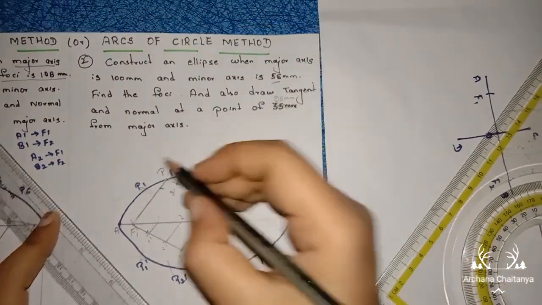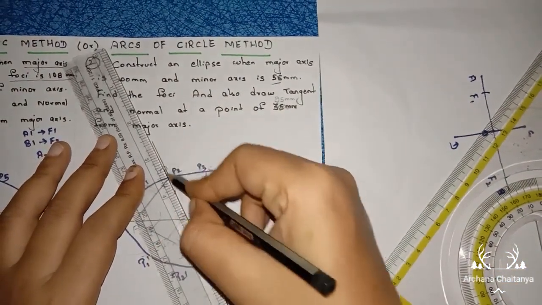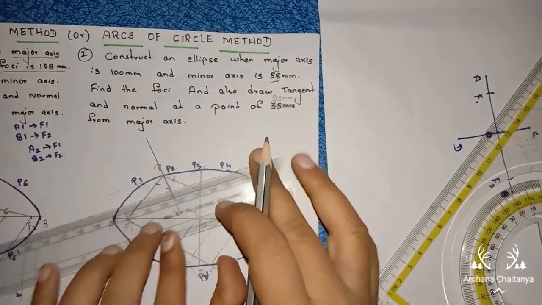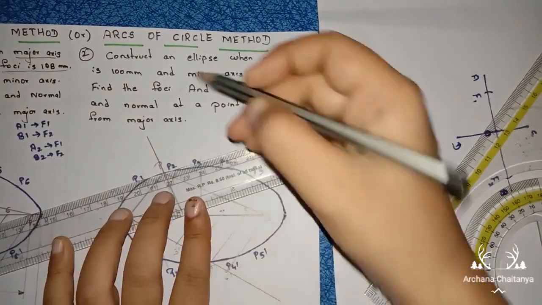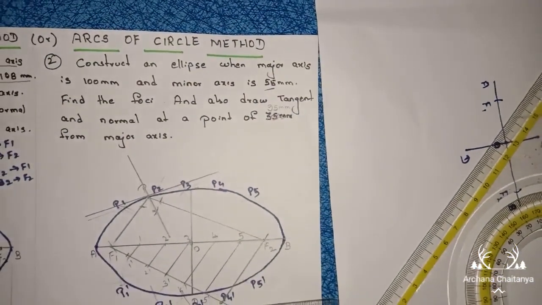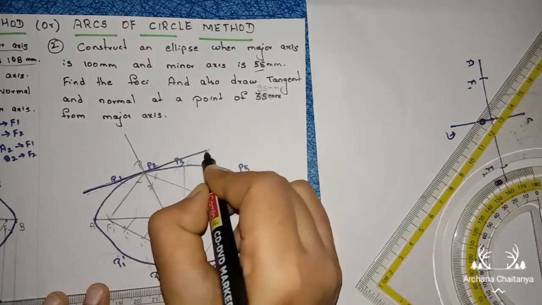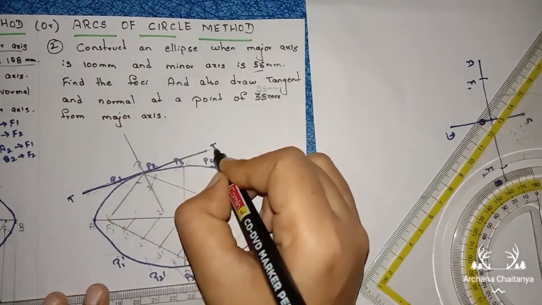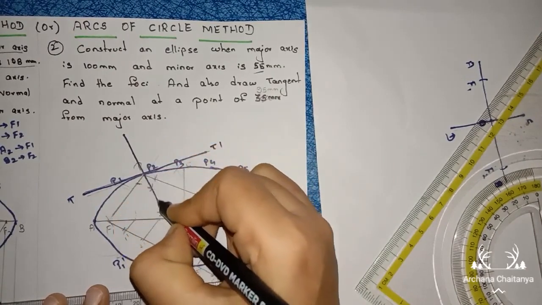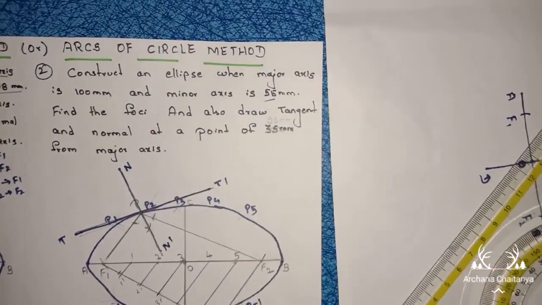So intersection point and that P point, join that one, that is your normal. Exactly perpendicular to normal is your tangent. Draw tangent. Okay, so here the tangent and normal should be dark now. So this is your tangent T, T dash. This is your normal N, N dash. Right, so this is your problem.